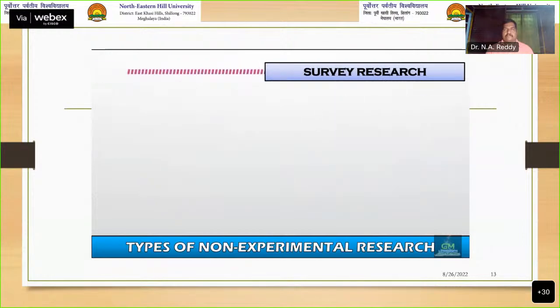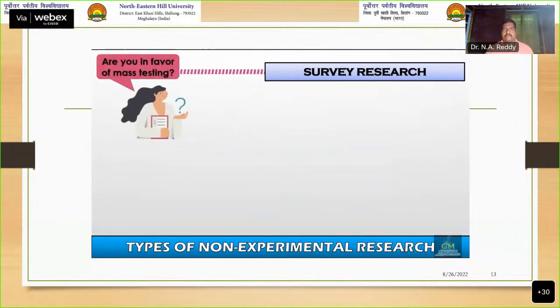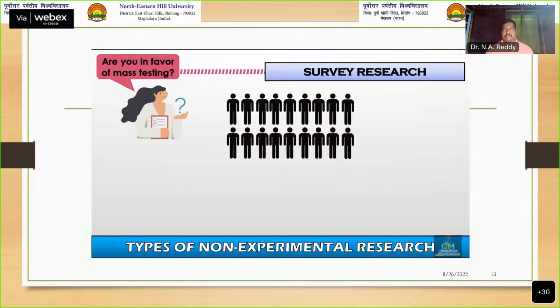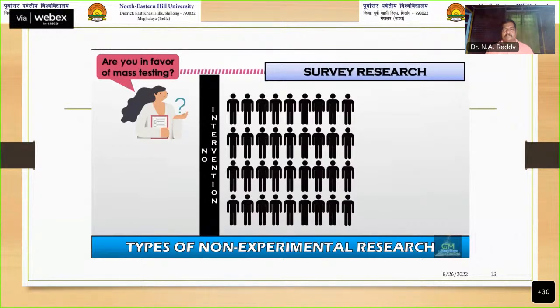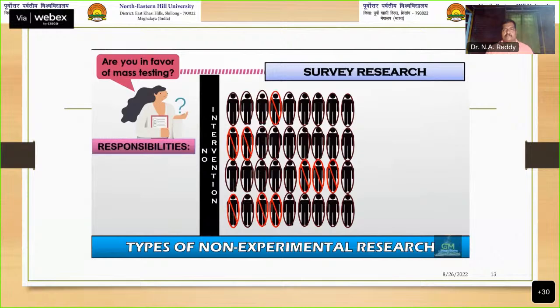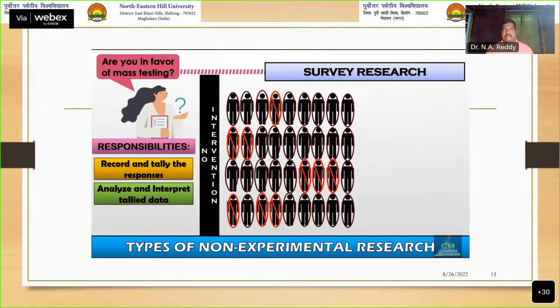Say, for example, a researcher wants to conduct a survey on the preference of individuals towards mass testing. What she does is to identify the participants and give them the questionnaires that they will answer. Again, in survey research, there is no intervention because the researcher would only wait for the respondents to give out their answers. Also, in survey research, the responsibilities of a researcher focus on recording and tallying the responses, analyzing and interpreting the tally data, and from these particular data, coming up with conclusions.